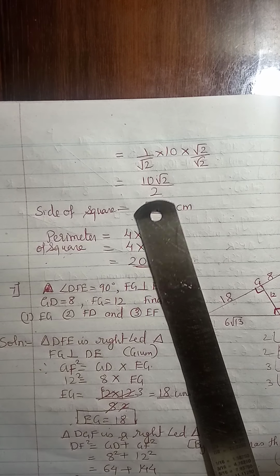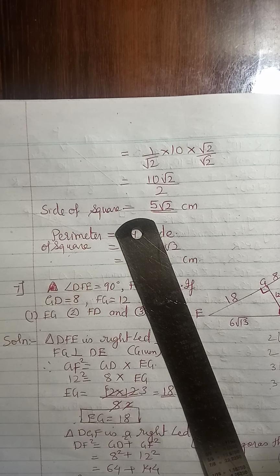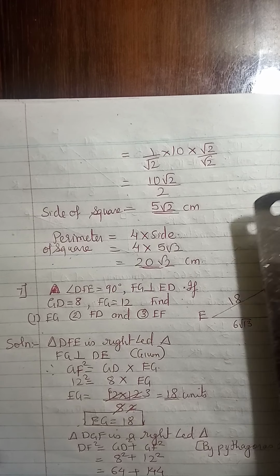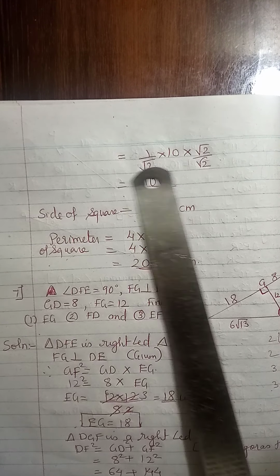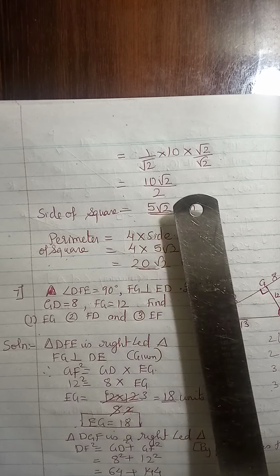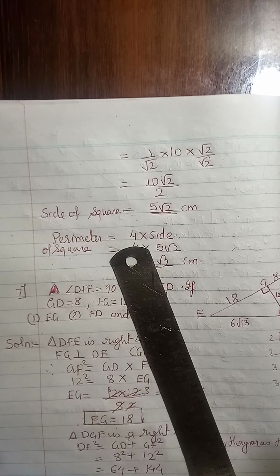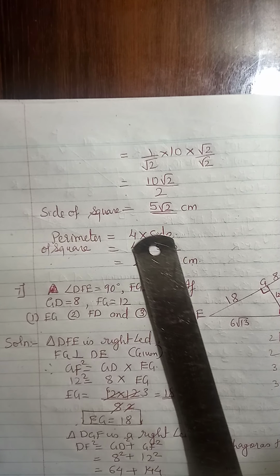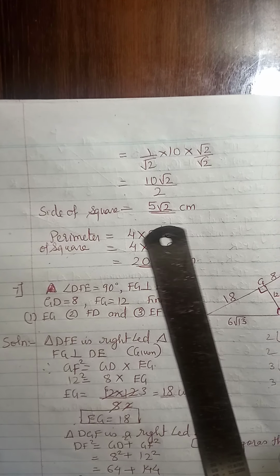Now here root 2 is in the denominator. In order to shift the root into the numerator, I have to rationalize it. Therefore I have multiplied root 2 up and down, numerator and denominator. So root 2 into root 2 becomes 2, and 10 into root 2 becomes 10 root 2. 10 upon 2 gets cancelled: 10 is 2 fives. Therefore the actual value of the side of the square is 5 root 2 centimeter.